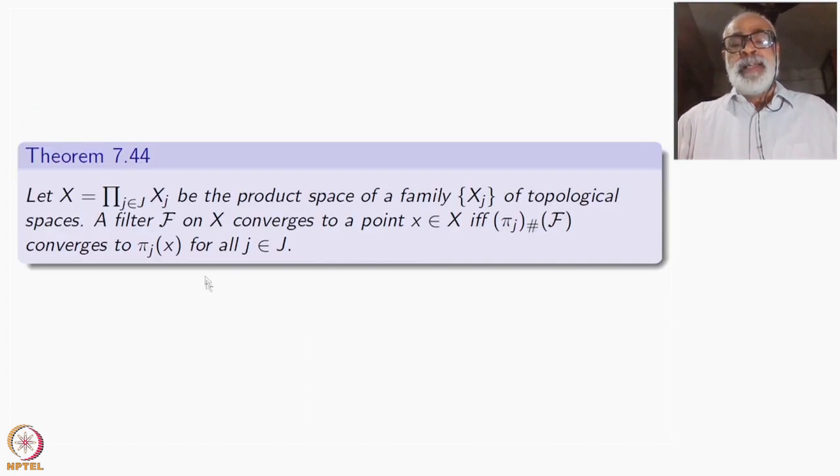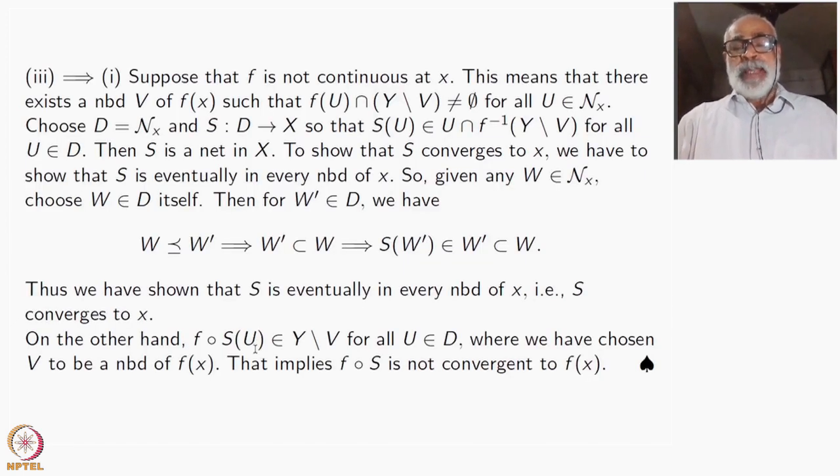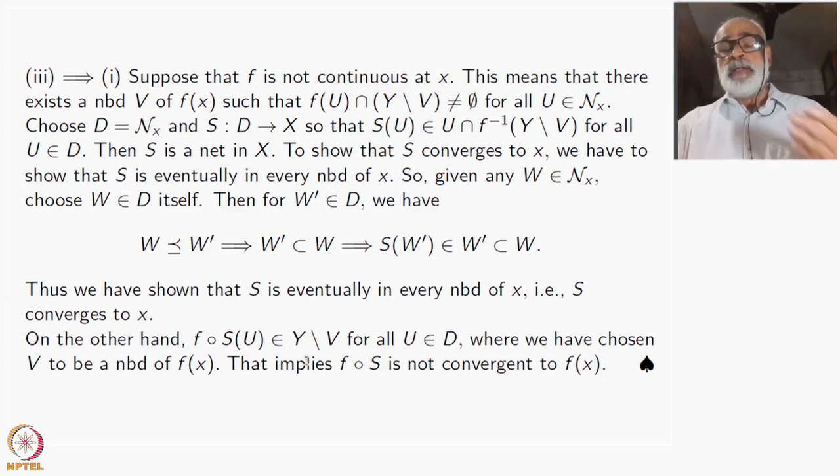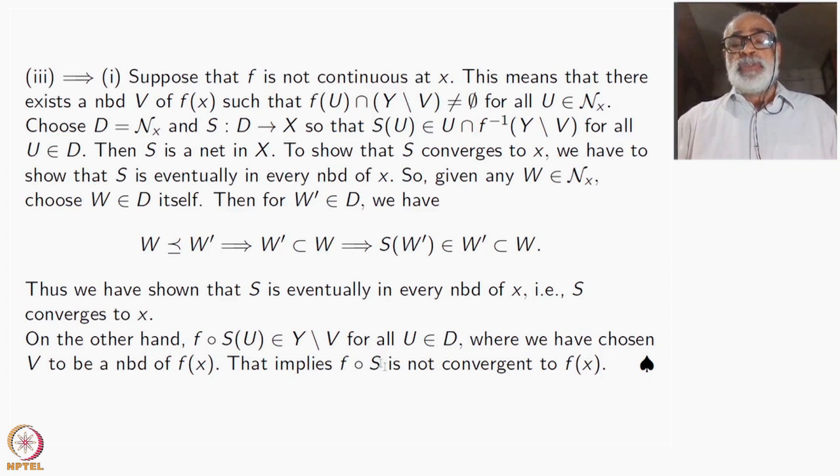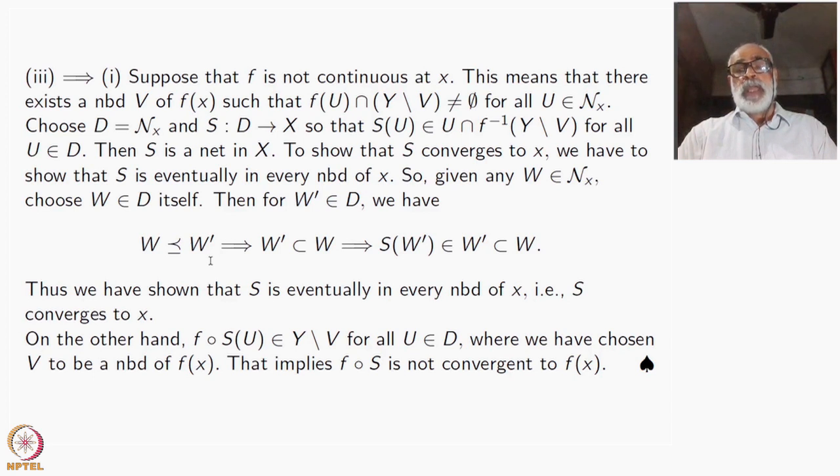On the other hand, it is very clear that f composite S as a net, what is its property? f composite S of U is inside Y minus V, right, for all U. V is fixed, and V is a neighborhood of f(x). After something, it should have been eventually inside this one, but it is not possible, because for all U, f of S_U is inside Y minus V, is outside. So, this means that f composite S does not converge to f(x).